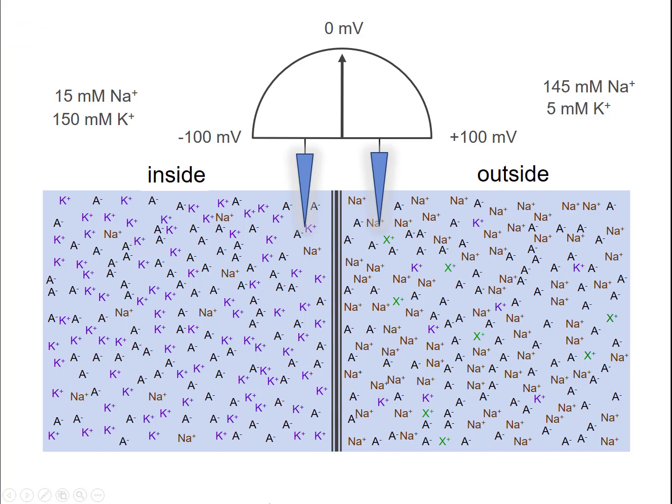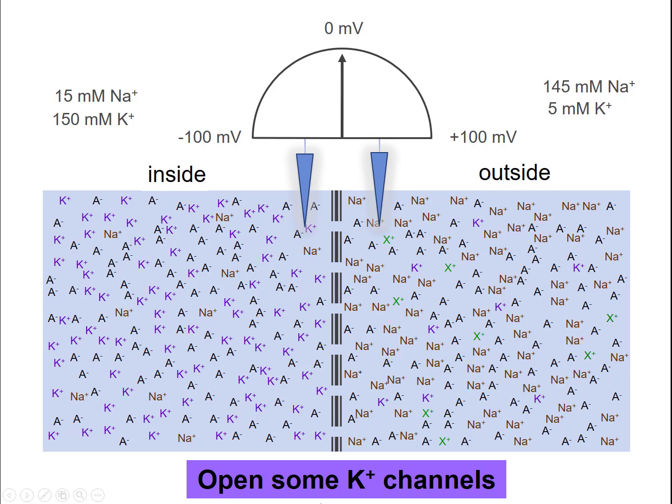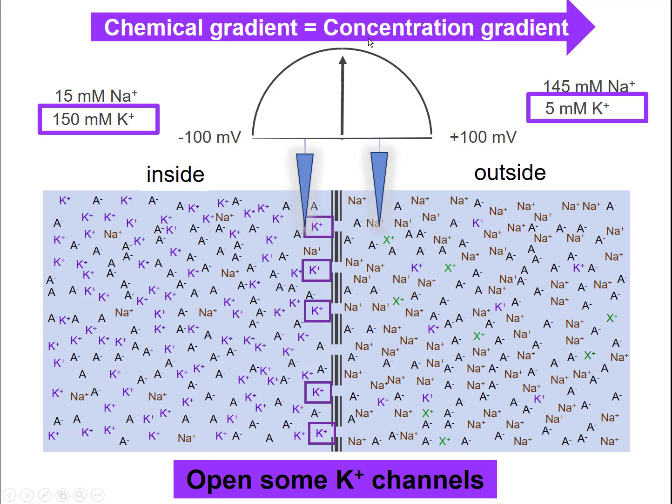Now let's look at what we just saw in words in our model system. First we said we would open some potassium channels. And there's this large potassium chemical gradient or concentration gradient in place, where the inside potassium concentration is much higher than the outside potassium concentration. That large chemical gradient causes diffusion of potassium with its gradient from the inside to the outside.